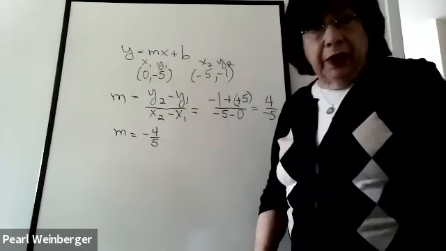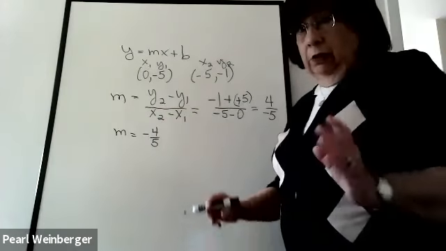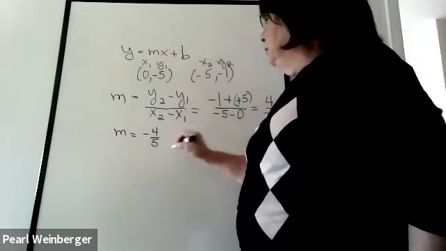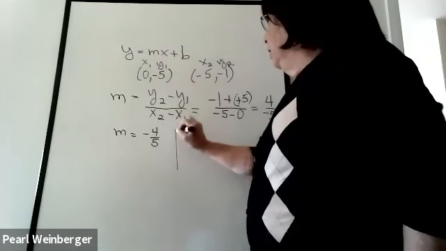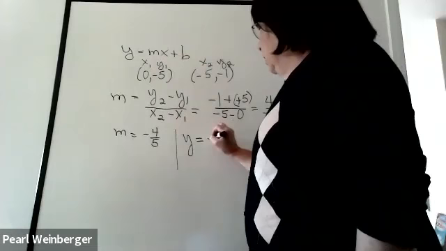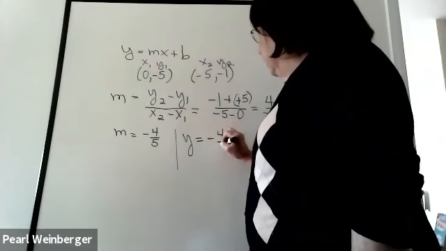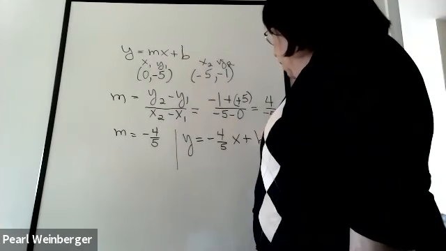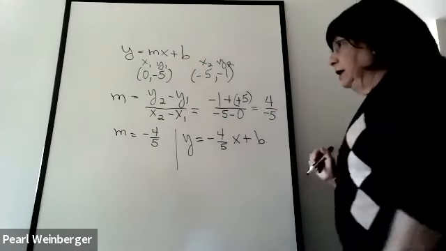Any question about that? Okay, we know the slope. So in my y equals mx plus b, I know the equation of this line is going to be y equals -4/5 x plus b. How are we going to figure out what the b is?